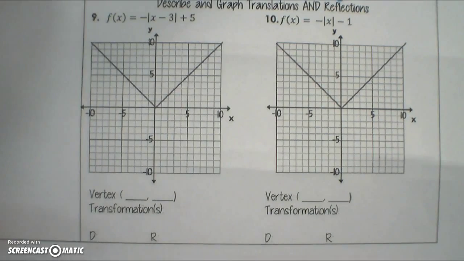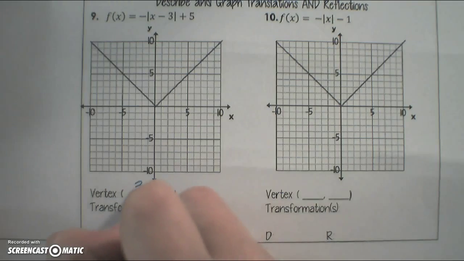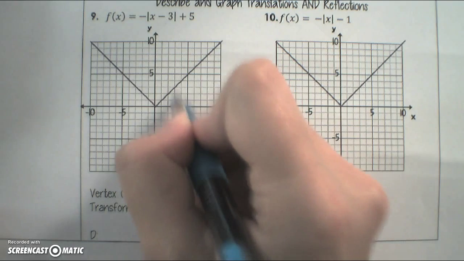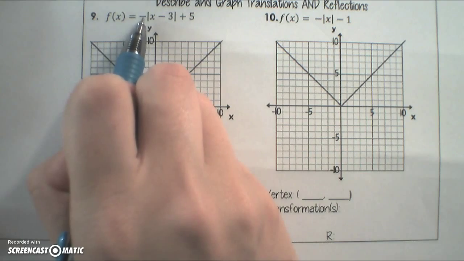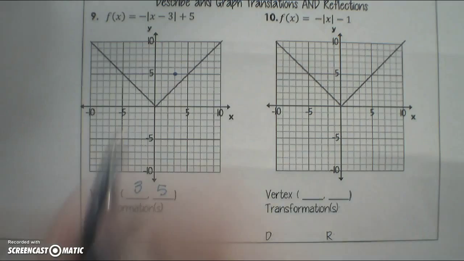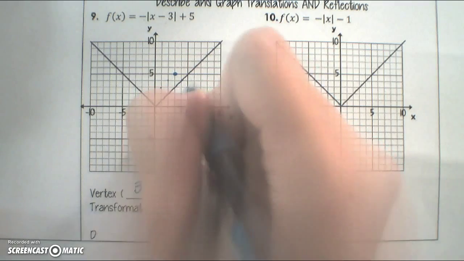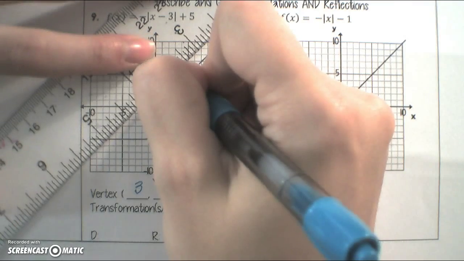All right, let's do one of these together and then I'll have you try the last one. So we have opposite 3, regular 5. 3, 5 is our starting point. Now this one, there's a negative out front, so that means it's vertical. We're going to flip it upside down, so it's going to be an upside down V. So that means we want the V to start going down instead of up.